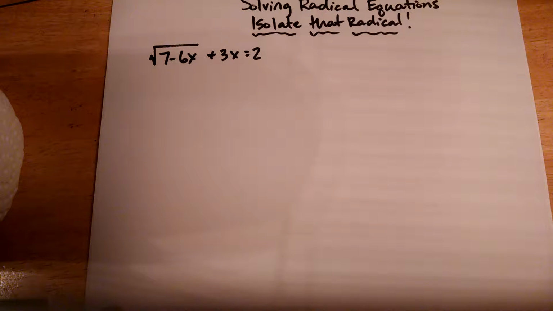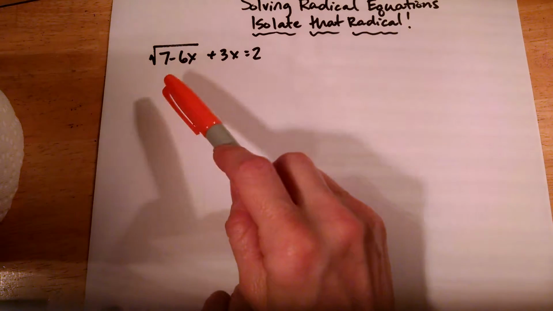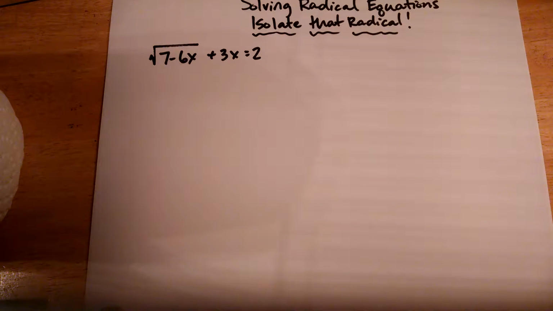Today we are solving radical equations that are a little bit more complicated here. We need to isolate that radical. Okay, so we've got an example here. I've got the square root of 7 minus 6x inside the radical, plus 3x equals 2.